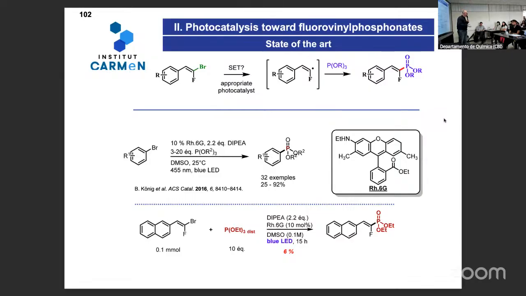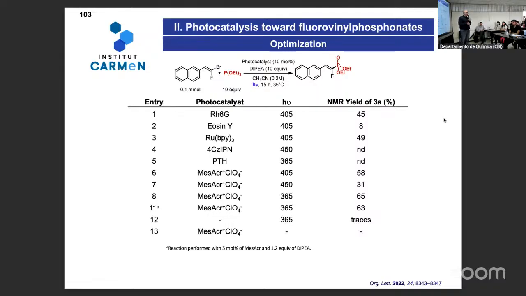So you can improve it and get better yield. Can you go further? Okay. So we did a lot of optimization. I'll just show you some examples.